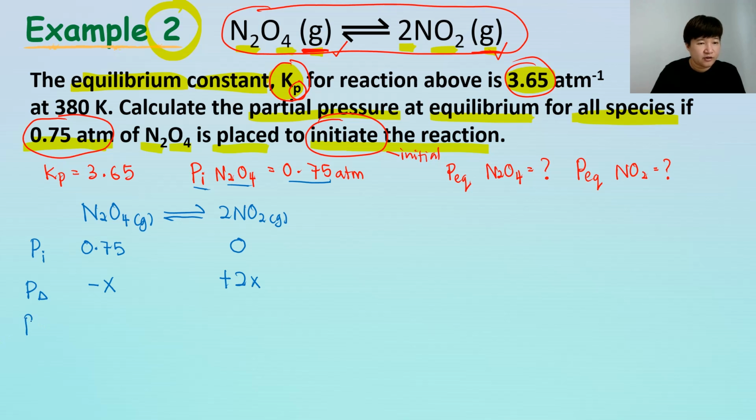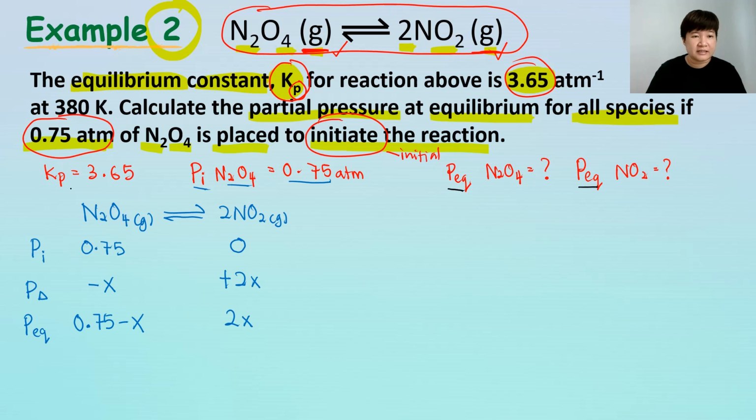And then you have your partial pressure equilibrium: 0.75 minus X. Over here, 0 plus 2X, so 2X. That is your complete ice table. So how can I proceed? I'm looking for the partial pressure at equilibrium for N2O4 and NO2. So we are looking for 0.75 minus X and 2X. So what is the X? How can we get the X?